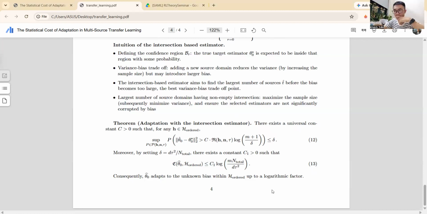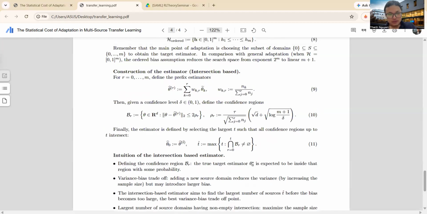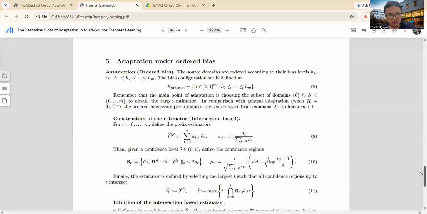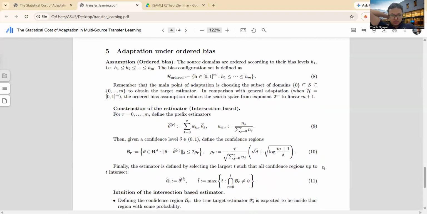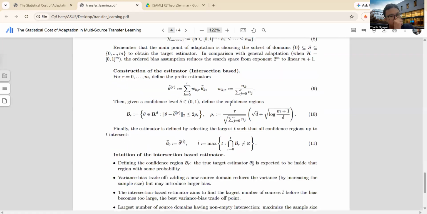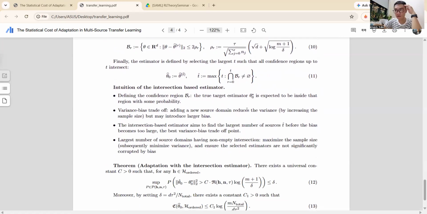Okay, can you scroll up to the intersection estimator one more time? Okay, here it is. I see. Okay. So that's the end of my presentation.